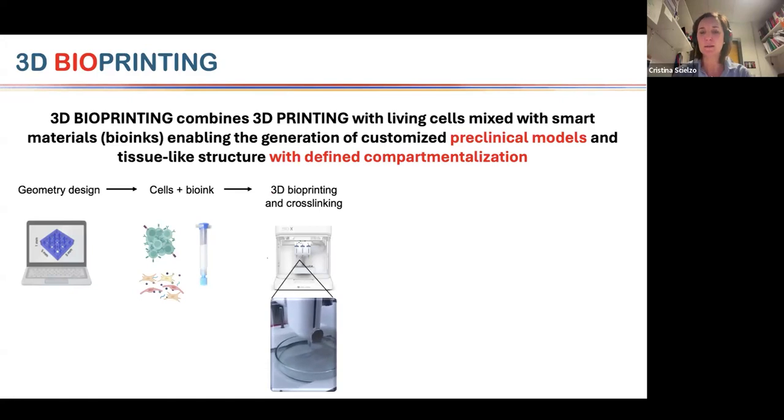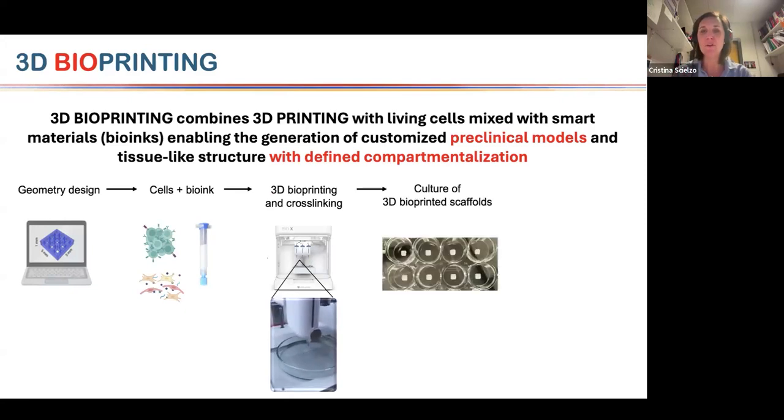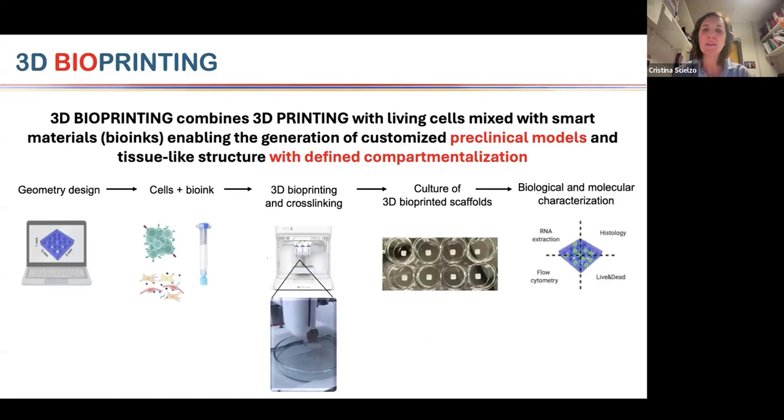You cross-link the scaffold with calcium chloride, with UV light, or with different strategies to give rigidity, so that you have a rigid scaffold at the end that you can put in culture, like cells grown in 2D. At the end of the culture, you have a tissue on which you can perform all the biological and molecular characterization that you are used to: RNA extraction, histology, flow cytometry, live and dead assay, optimized for the 3D bioprinted scaffold.